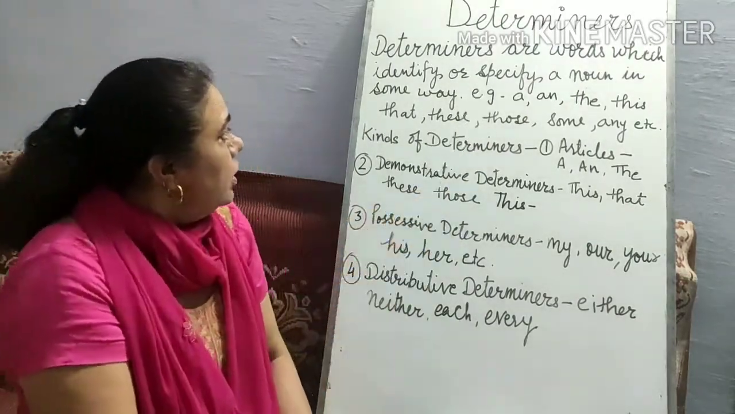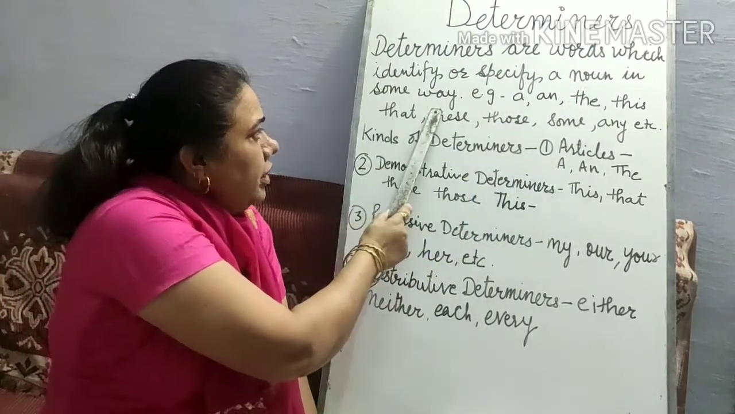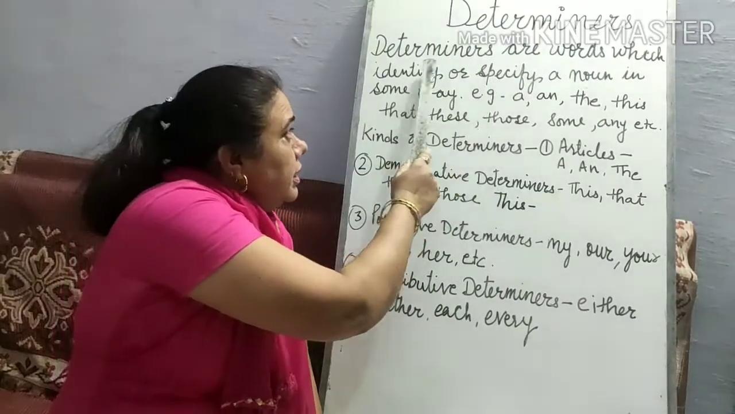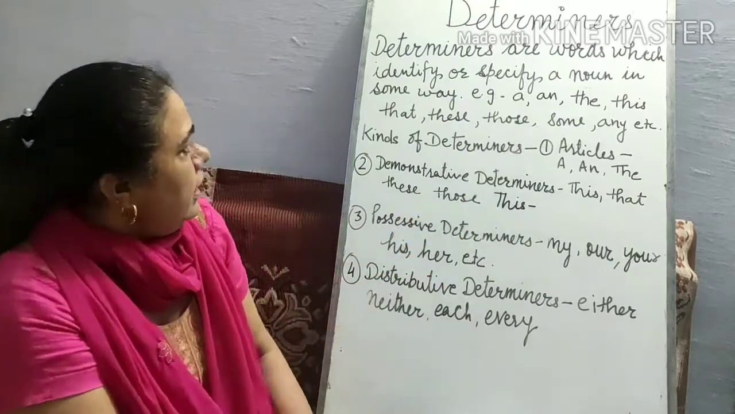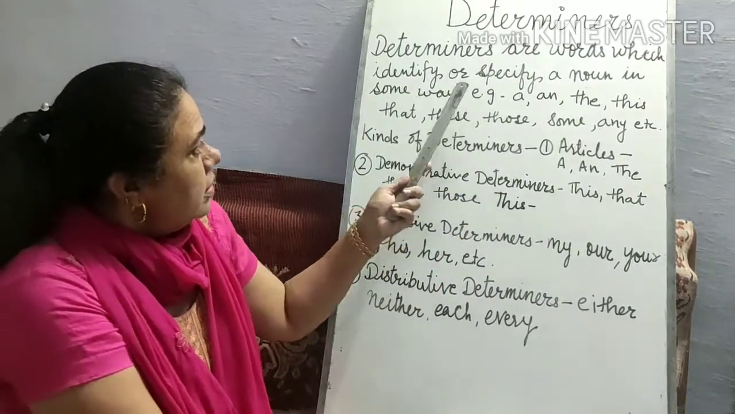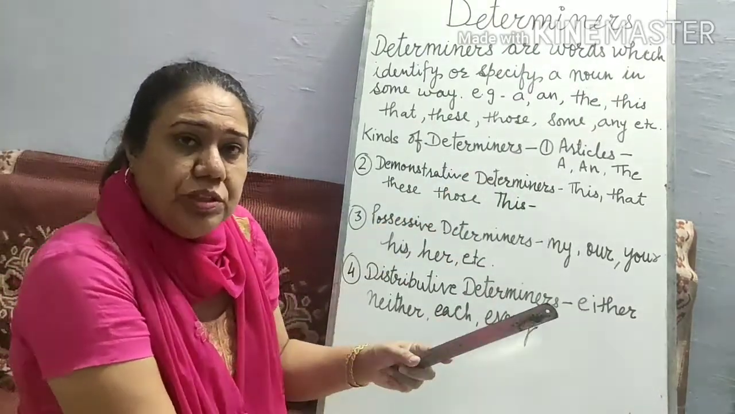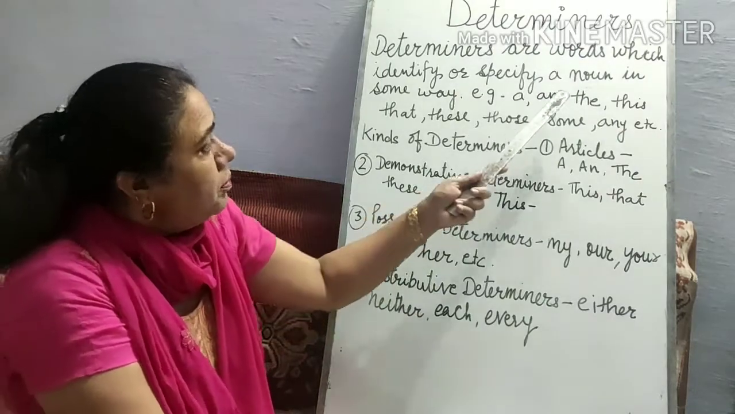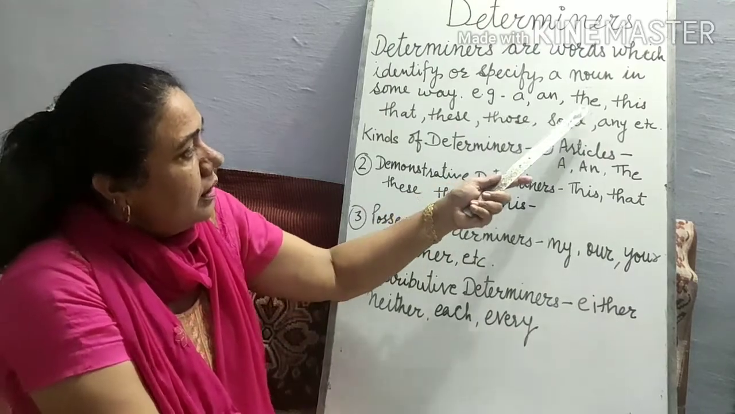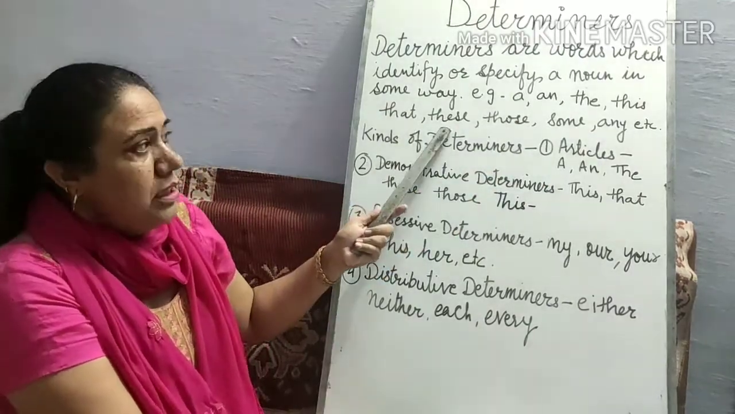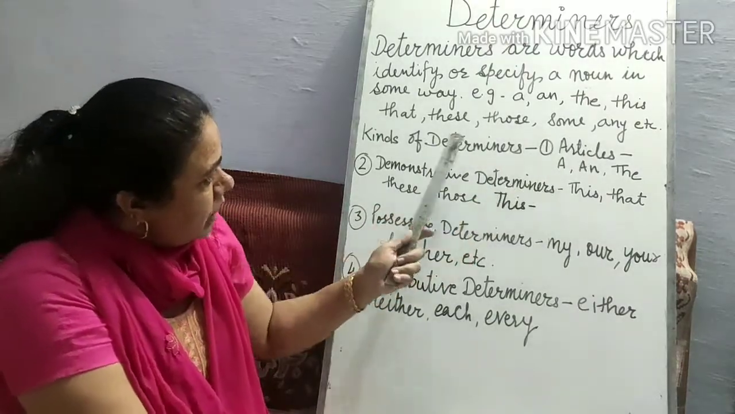Determiners are words which identify or specify a noun in some way. Again I am telling, determiners are words which identify or specify a noun in some way. In nouns we include persons, places, and things, so a determiner specifies the noun in some way. For example: a, an, the, this, that, these, those, some, any, etc. These are examples of determiners.